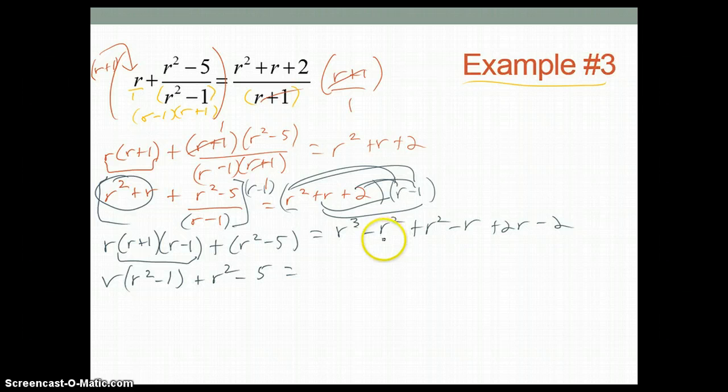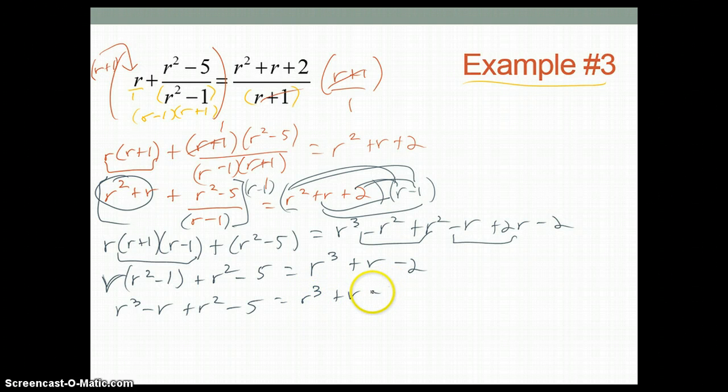And then on the right side, I'm going to have to simplify here. I end up with r to the third, and then these two pieces cancel out. I'm left with a positive r and a minus 2. Now distributing this r in, I get r to the third minus r plus r squared minus 5, and everything on the right side I'm going to keep the same.